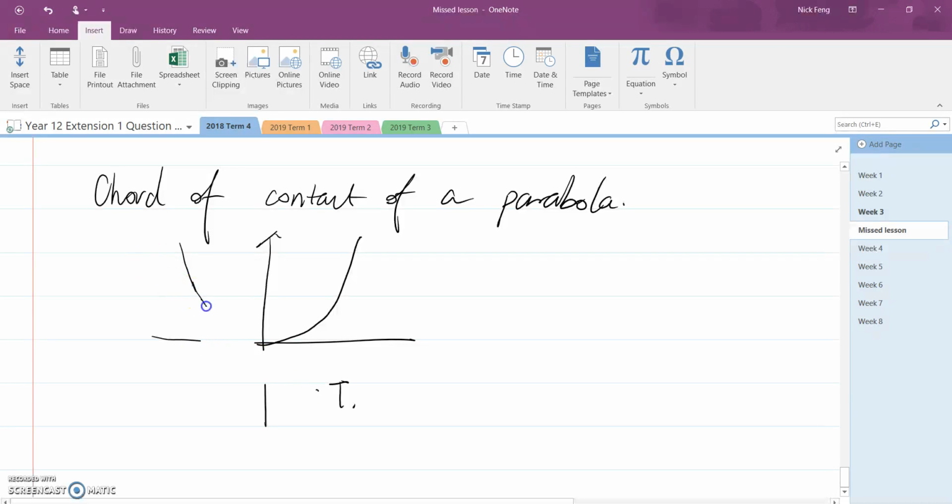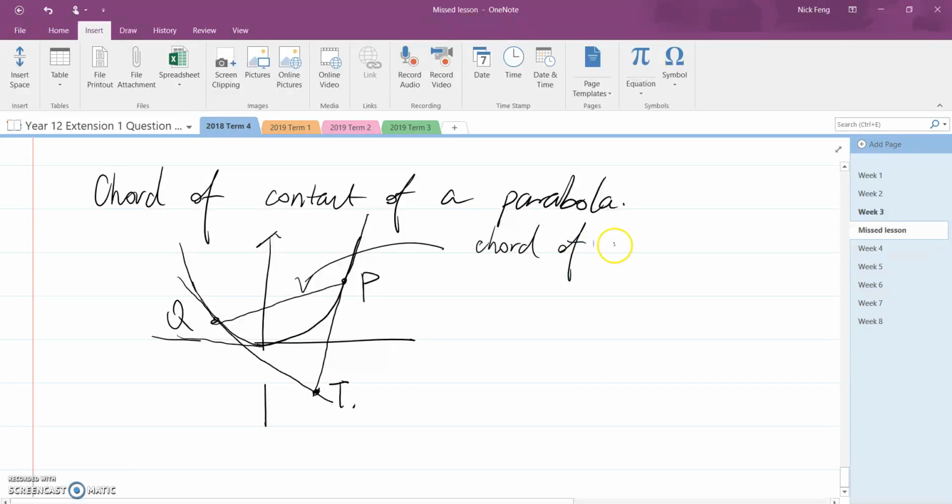Two tangents can be drawn, and they will basically touch the parabola at two points, P and Q. What we call the chord of contact is basically the chord joining the points of contact. So this is what we're looking for. That is the chord of contact. So our target is basically to find the equation of this chord.